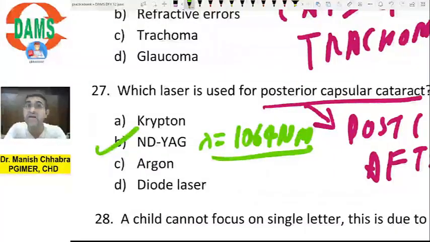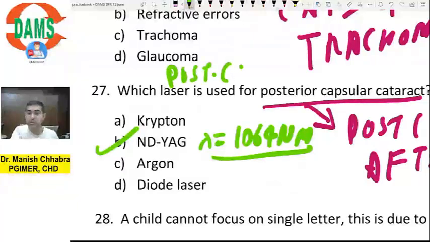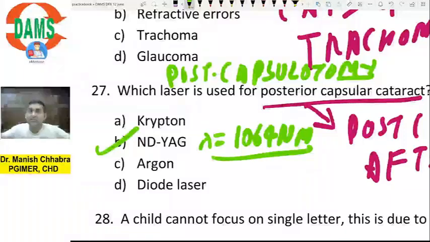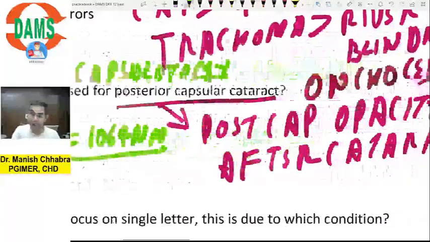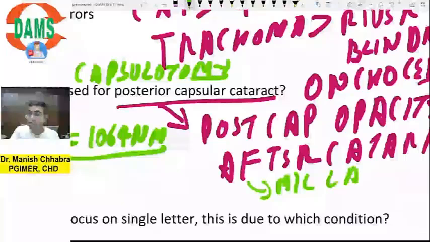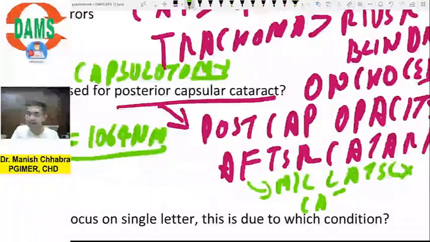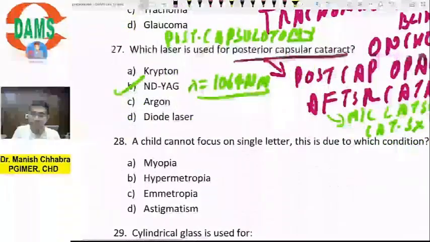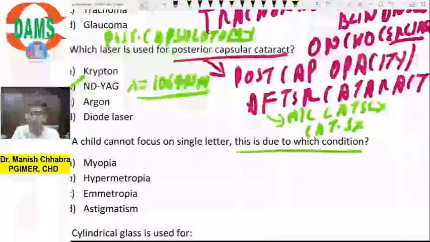If you have attended my face-to-face classes, or maybe live on the app or maybe recorded, you would recall that I had shown you a real patient in which I was doing a posterior capsulotomy procedure. The procedure is known as posterior capsulotomy, where I was focusing my Nd:YAG laser onto the posterior capsule, which was leading to rupturing of the posterior capsule, right? So posterior capsular opacity or after cataract is actually the most common late complication of cataract surgery. Most common late complication of cataract surgery, right? Okay. Next is a child cannot focus on a single letter. This is due to which condition?